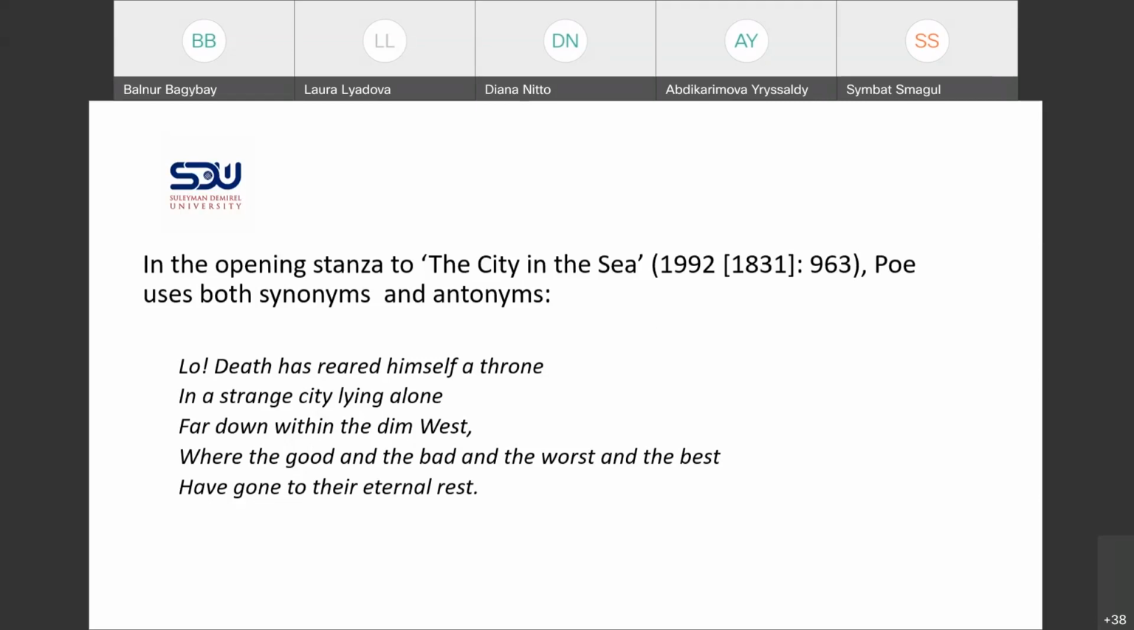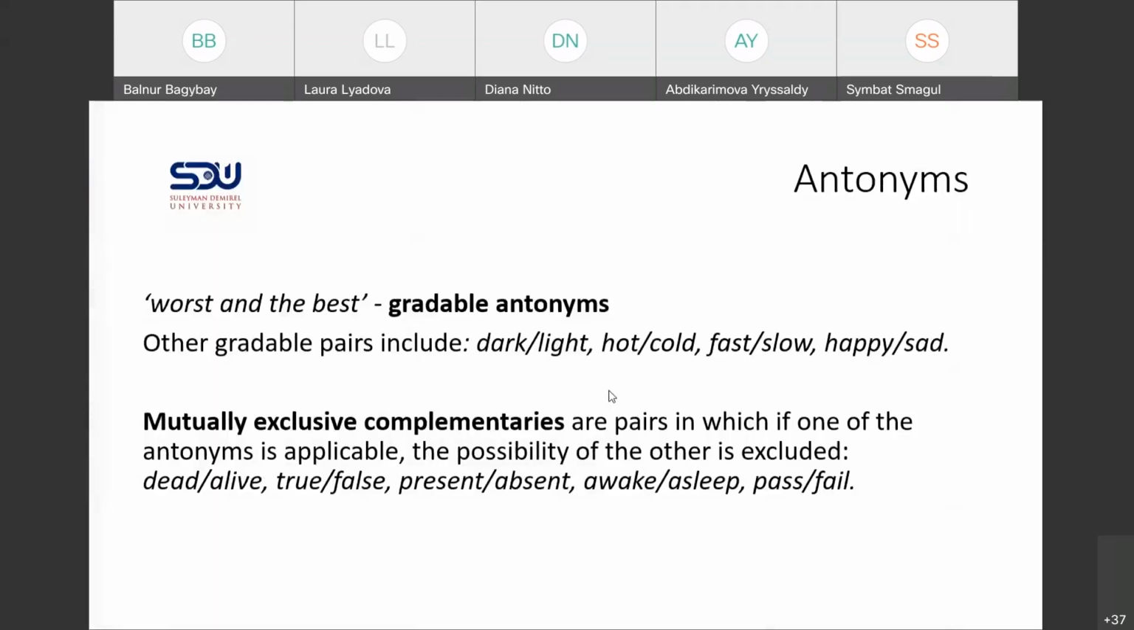He's presenting the positive adjective first, like good. But in the second pair, he presented the negative one as the leading one, the worst. Quite interesting. So to be honest, the good and bad ones are gradable antonyms. We call them gradable, as are other gradable pairs of antonyms such as dark and light, hot and cold, fast and slow, happy and sad. It's like a grade that is coming down from positive to negative.